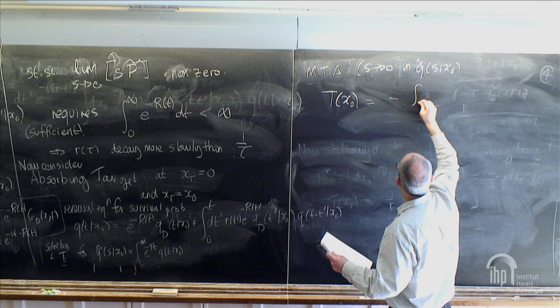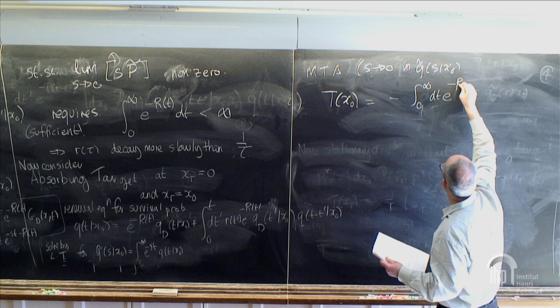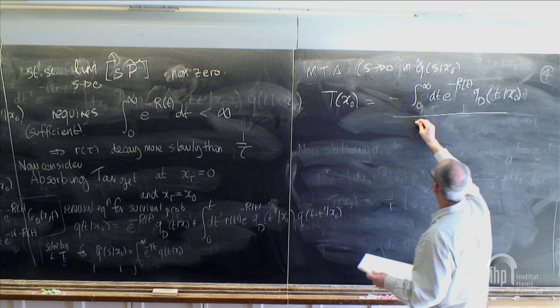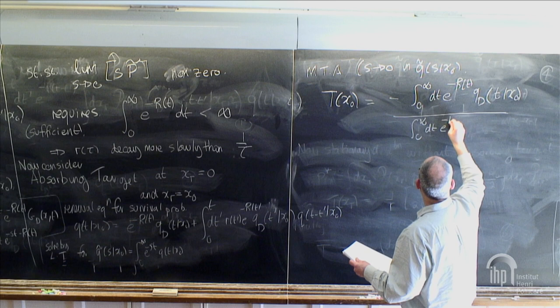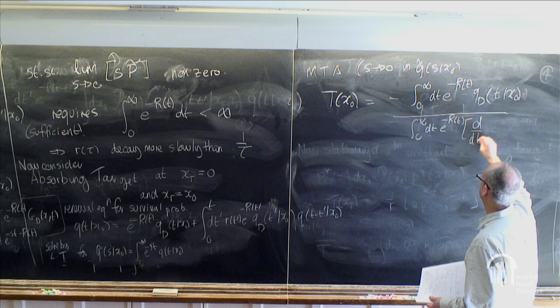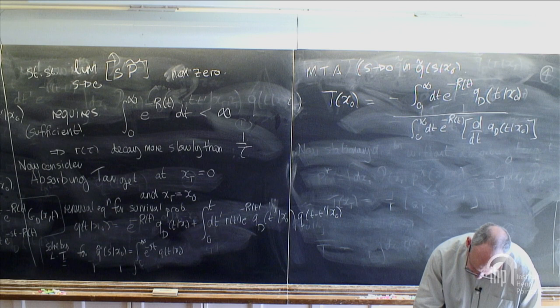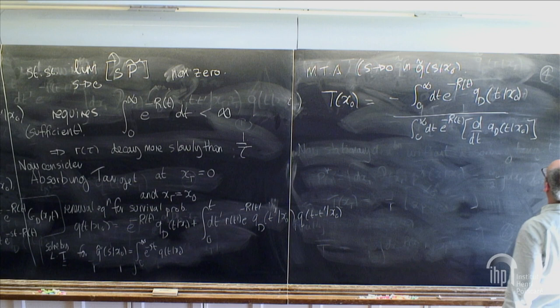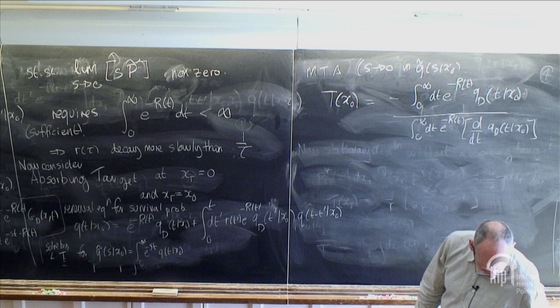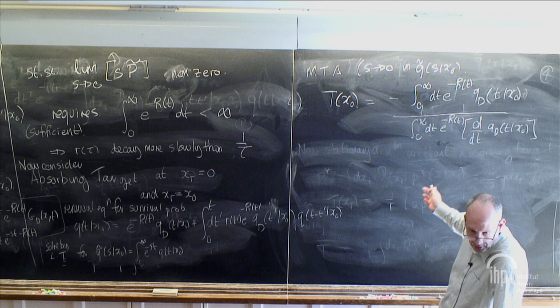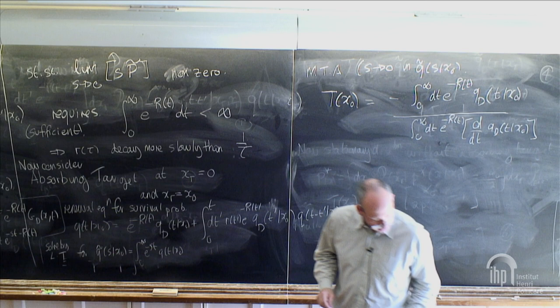So the mean time to absorption, starting and resetting from x naught, is the following: minus the integral from 0 to infinity dt, e to the minus R t, the diffusive survival probability, over the integral from 0 to infinity, and it ends up being d by dt of q_d(t | x naught). I apologize again, I'm very remiss at labeling equations. This should be, for this lecture, equation 9. Anyway, that's the result. This is the mean time to absorption with time-dependent resetting rate. And now, in the last 10 minutes, I want to discuss trying to optimize this.